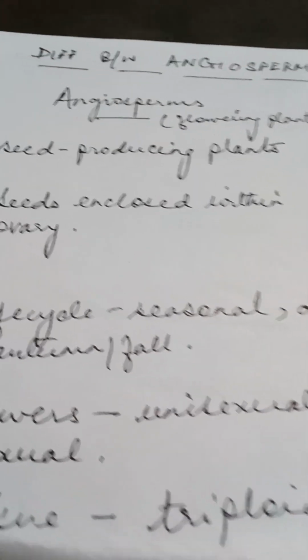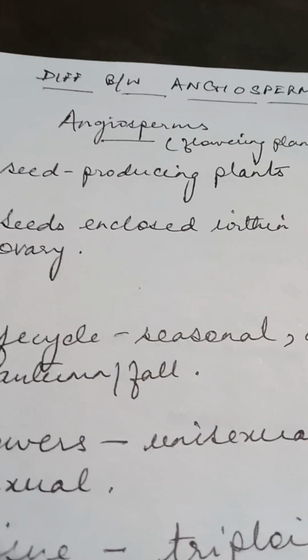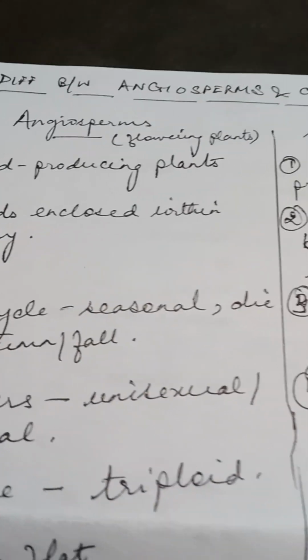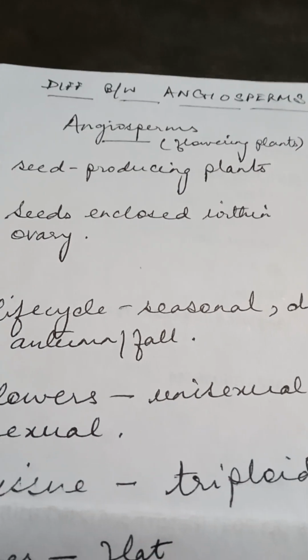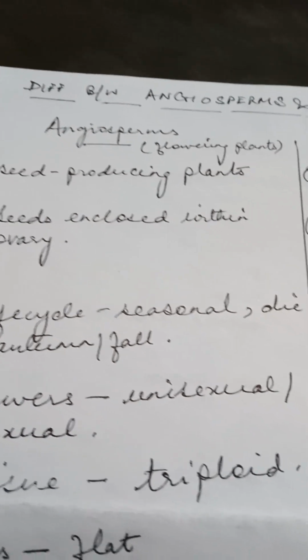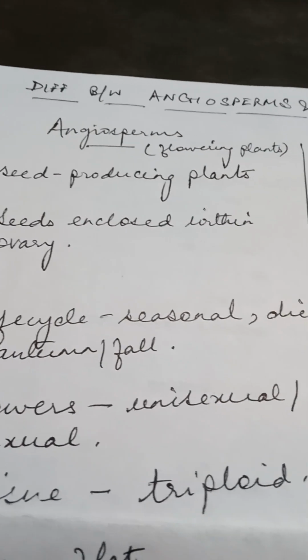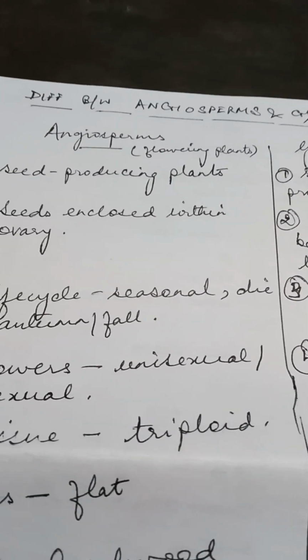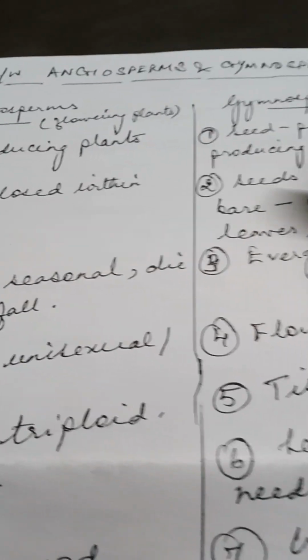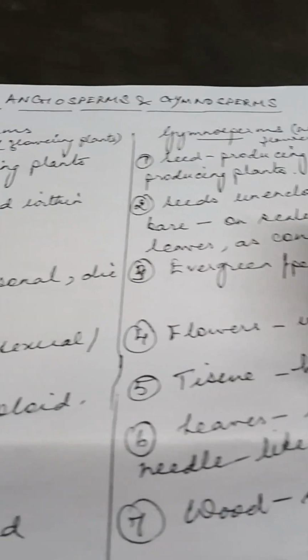Hello students. Today we are going to learn about the main differences between angiosperms and gymnosperms. This is the list of the differences between angiosperms and gymnosperms. Now what are angiosperms? Angiosperms are flowering plants, whereas gymnosperms are non-flowering plants.